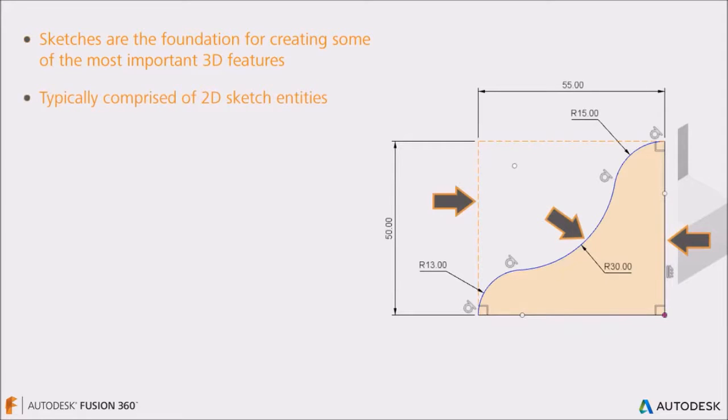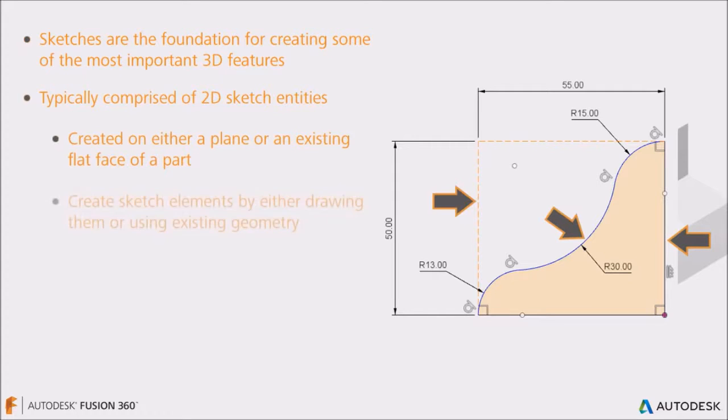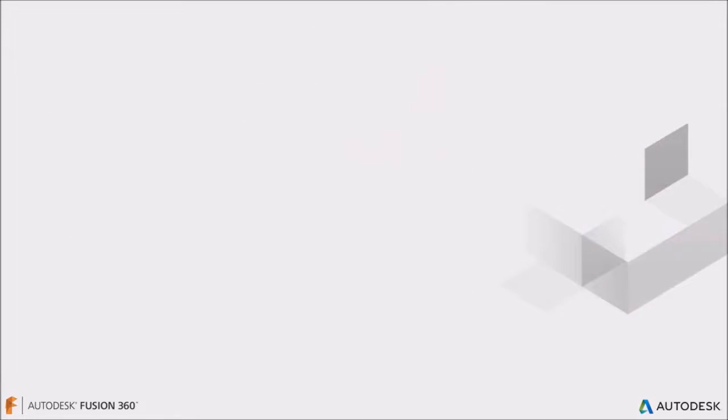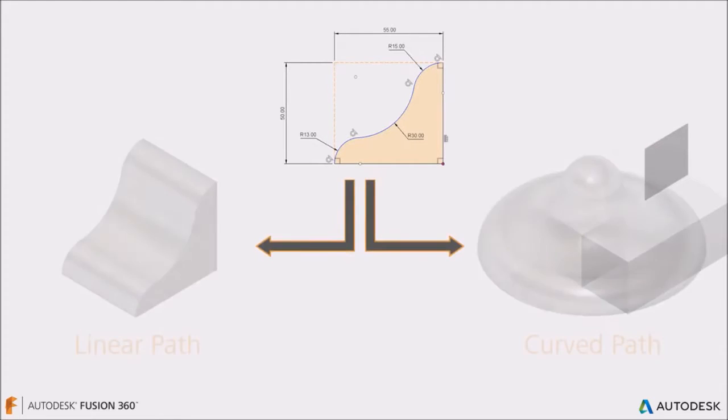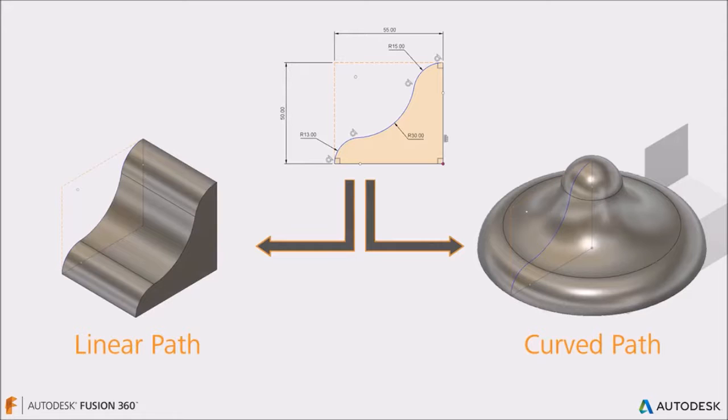Sketches are typically comprised of two-dimensional sketch entities, created on either a plane or an existing flat face of a part. Then the user creates sketch elements by either drawing them or using existing geometry. Once a sketch is created, it can be used as a profile to create a 3D feature. These profiles are pulled outward, either linearly or along a curved path, which creates unique, solid geometry based on the sketch.